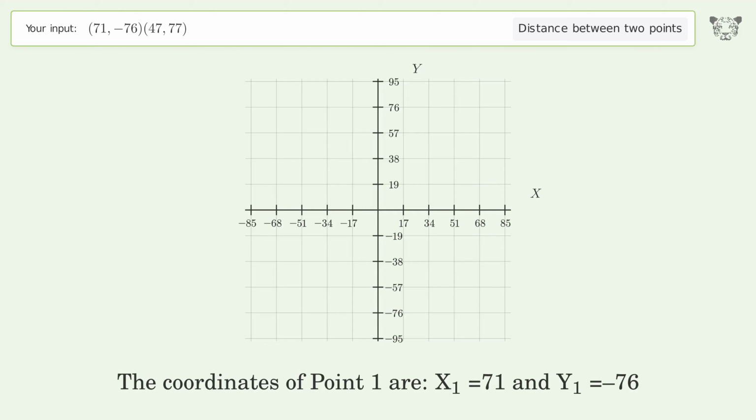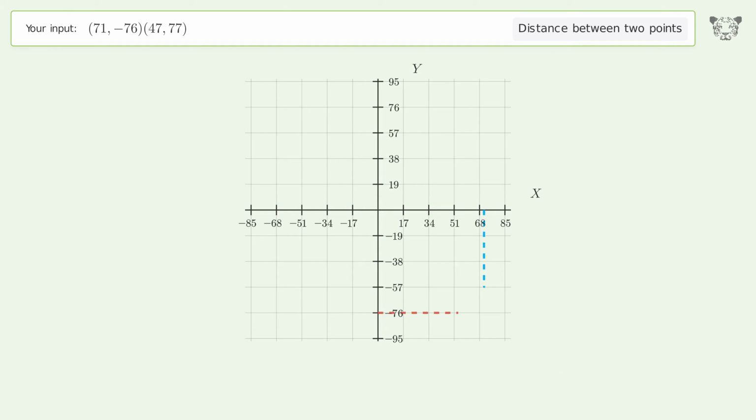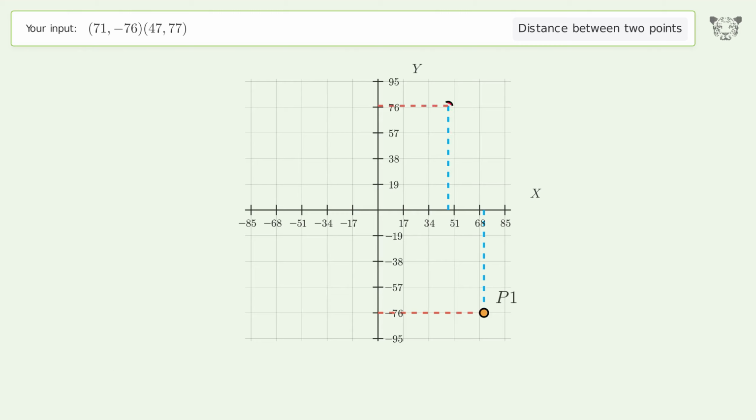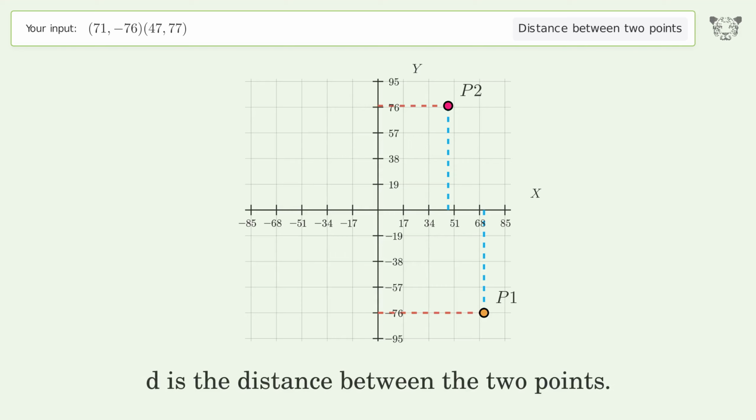The coordinates of point 1 are, x1 equals 71 and y1 equals -76. The coordinates of point 2 are, x2 equals 47 and y2 equals 77. D is the distance between the 2 points.